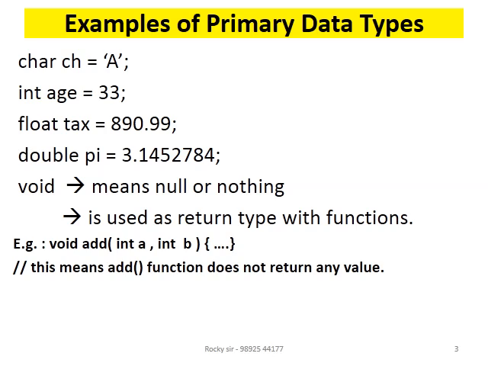Let's move further, having a look at the examples of primary data types. As we all can see, we have defined a variable ch which is of type character holding a single char a. Age is an integer variable holding the value 33. Tax is a variable of type float holding 890.99.